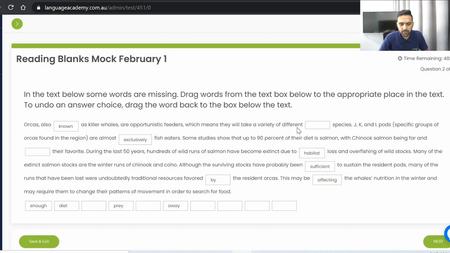They will take a variety of different dash species. Enough species, diet species, prey species. Prey will be the right answer, meaning some kind of species or animal which will hunt.